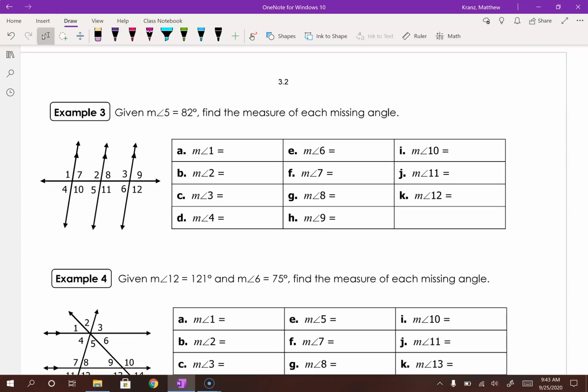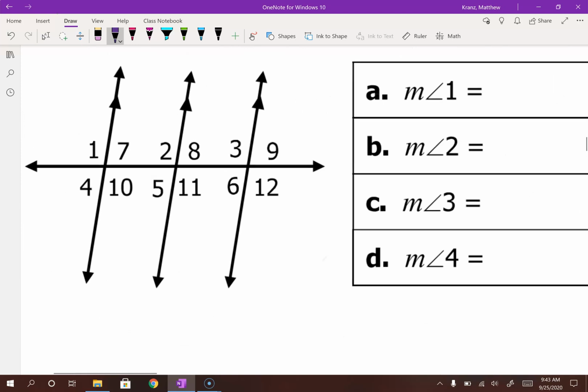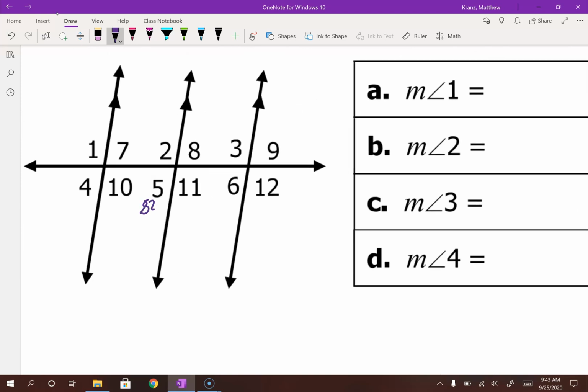All right, so example 3. We have 3 parallel lines cut by the same transversal. So it all works the same way. Because they're on the same transversal, they're going to have these different relationships. So it says that angle 5 is 82. So let's fill in all of these angles first. This one is 82. Well, I know that angle 8 is 82 because they are vertical. Angle 2 and 8 are linear pairs, so they're supplementary. So this would give me 98 because they have to equal 180, and that makes this 98.